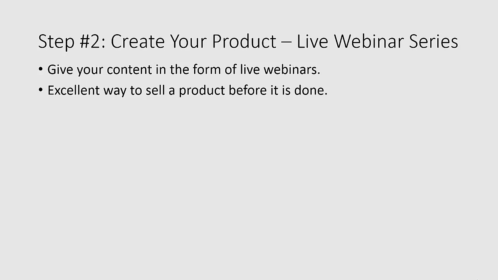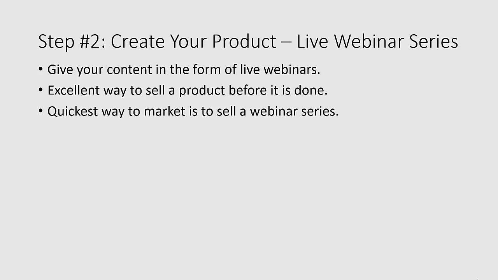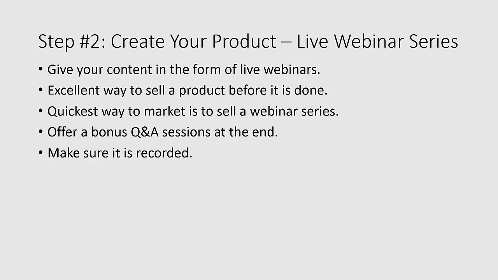So you could actually have in mind what you're going to discuss. You need to have your outline prepared at the very least before you do your sales copy. And then you can sell people on, hey, I'm going to be here for a live webinar. It's the quickest way to get yourself to market, to sell a webinar series. You could even sell a couple of them and offer a bonus Q&A session at the end of each webinar that you do. And so maybe it's a series of 2 webinars, 5 webinars, 1 webinar, but then you offer a bonus Q&A at the very end.